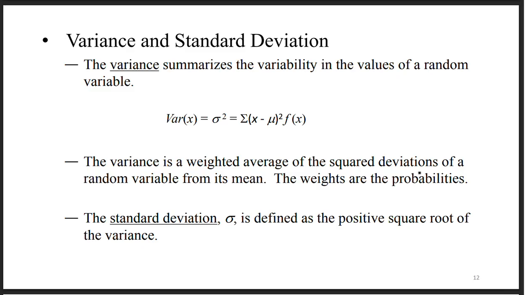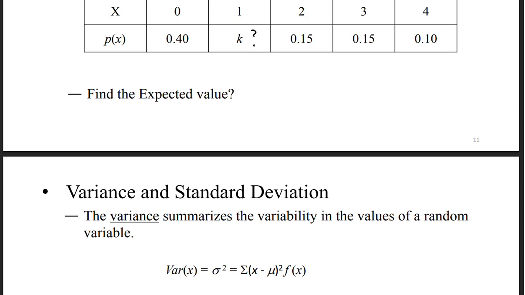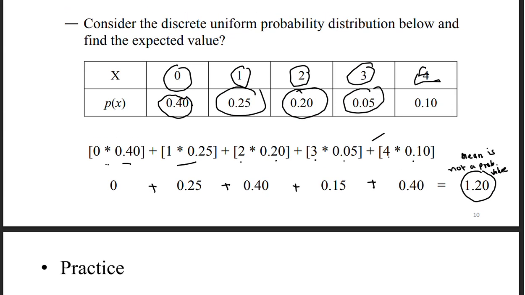Okay, so we've looked at how we calculate the probabilities. We've looked at how we find the expected value. Let's calculate the variance and the standard deviation of a discrete uniform probability distribution. Variance basically is looking at the amount of variability in the values of a random variable. Let's go back here quickly and I'll use this example to explain how we find the variance.